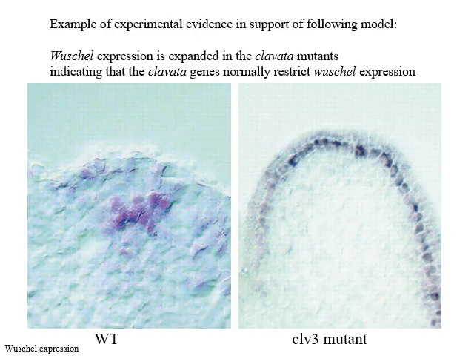And here's another experimental evidence in support of the model that I'm going to come to. So this is what I talked about before. Wuschel is expressed in a small region in the L3 region here in wild-type shoot apical meristems. This is from in situ hybridization to the mRNA from the Wuschel gene. But if you look in a clavata mutant such as clavata 3, you can also look in clavata 1 and 2, and it will look much the same.